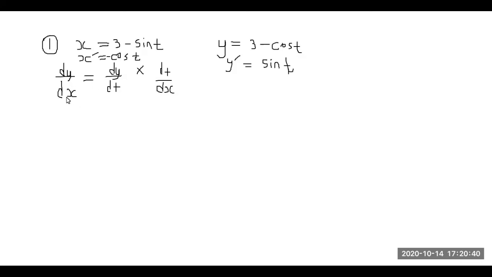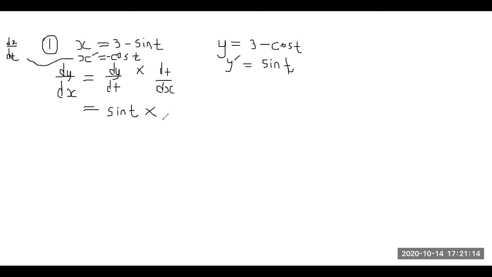Right? And so dy/dx would work out to be dy/dt, which is sin t, times dt/dx. Now look at this. This x prime that we just found is not dt/dx. This x prime is dx/dt, but they want dt/dx, right?